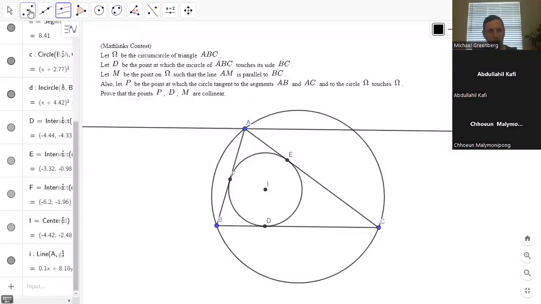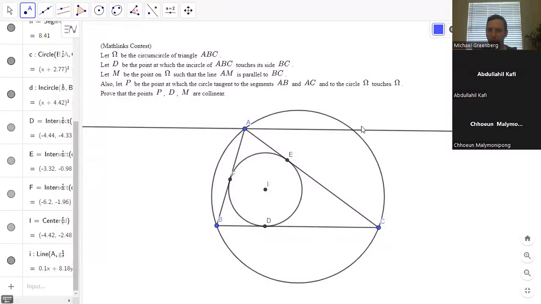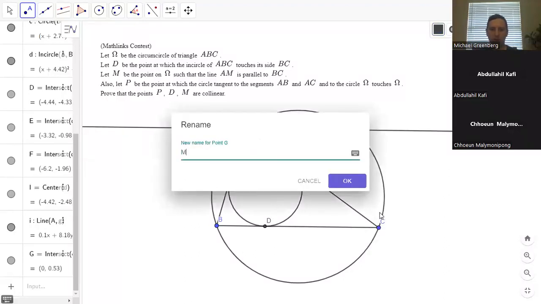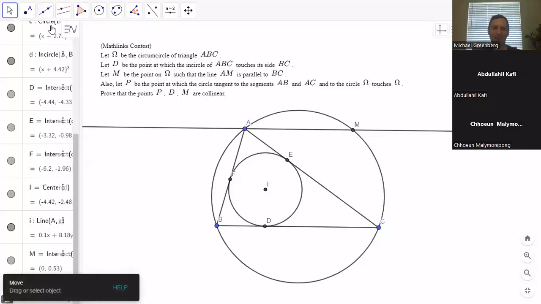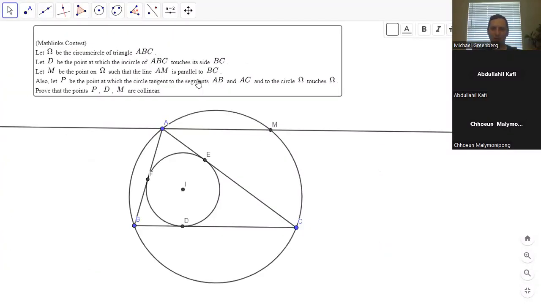And it's kind of well known that this point, I think the mixtilinear touch point, are collinear. I think that's true. I can check that. I think that is the case. Oh, that's what we're trying to prove in the problem. Yeah. So this is kind of a well-known theorem, but let's see if I can prove it again, because I haven't seen it in a while.